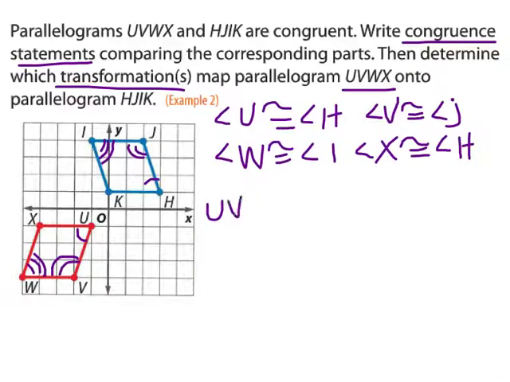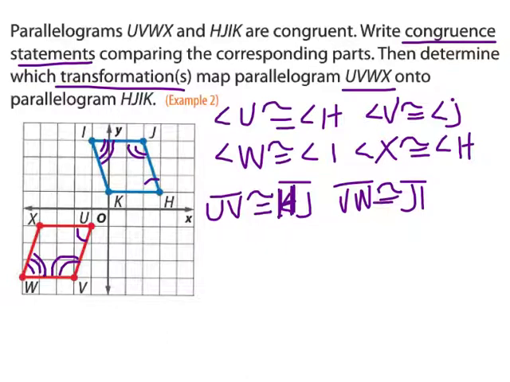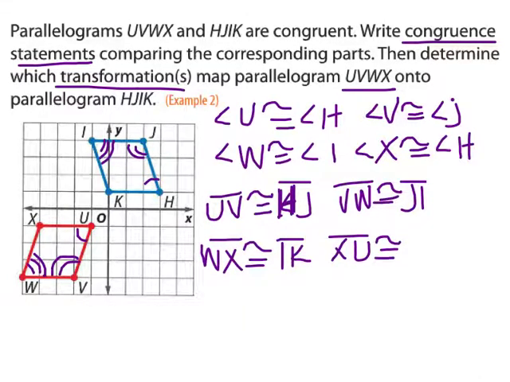Then UV is congruent to HJ. VW is congruent to JI. WX is congruent to IK. And XU is congruent to KH.